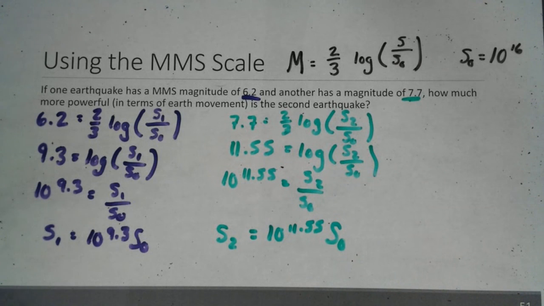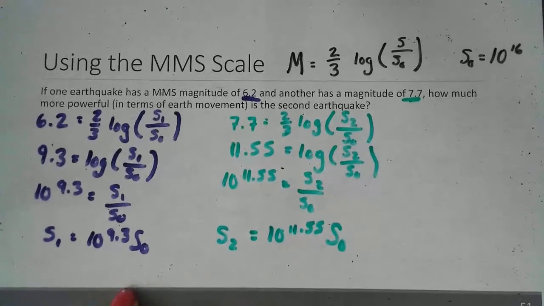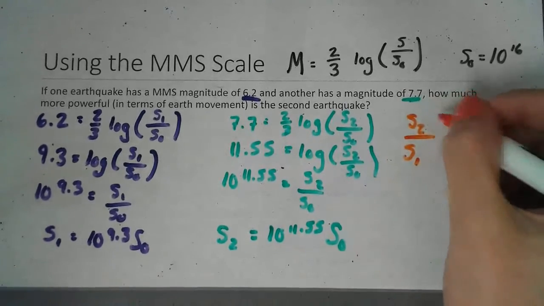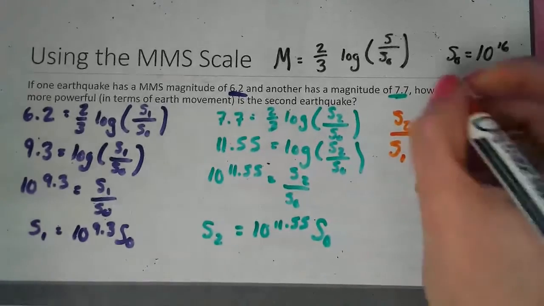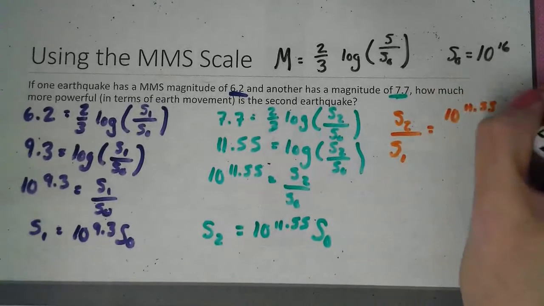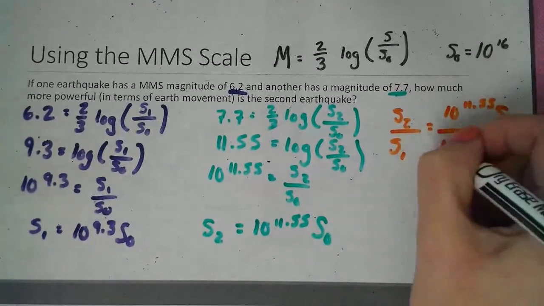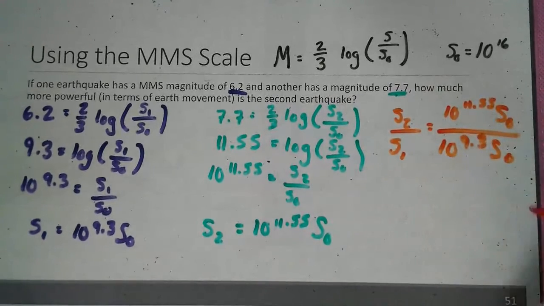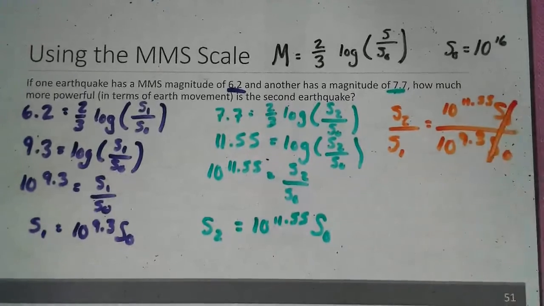So now what we have is how much the Earth is moving in the first earthquake and how much it's moving in the second earthquake. We want to know how many times bigger this one is than the first one. So what I'm going to do is make a ratio out of these. S sub 2 over S sub 1, and that'll tell me how many times bigger the second earthquake was. That's equal to 10 raised to the 11.55 power times S sub 0 over 10 raised to the 9.3 power times S sub 0. The S sub 0's cancel out.